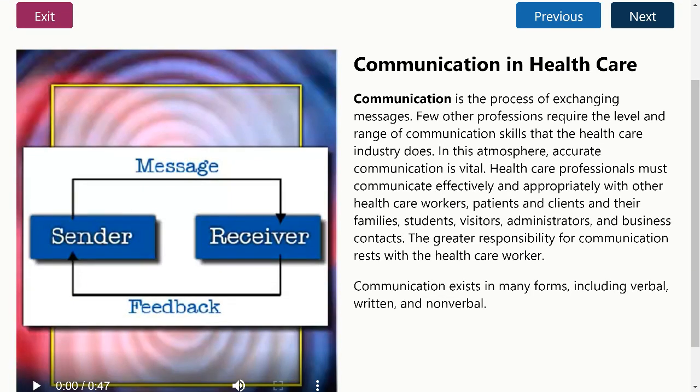All right, so communication is a process of exchanging messages. That's what the textbook definition of communication is. There are few other professions that require the level and range of communication skills that the healthcare industry does. In this atmosphere, accurate communication is vital. Healthcare professionals must communicate effectively and appropriately with other healthcare workers, patients, and clients, and their families, their students, their visitors, administrators, and business contacts. The greater responsibility for communication rests with the healthcare worker. Communication exists in many forms. You have verbal, written, and nonverbal communication.